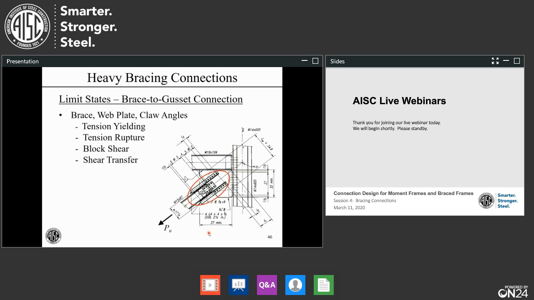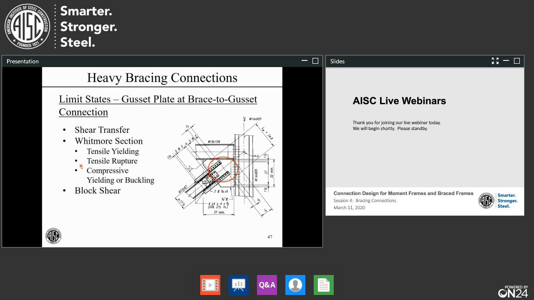Limit states, let's talk about those now that we talked about the force distribution. First, going to this connection here. This is the easy part, obviously. We have these basic elements. We get the brace, the web plates, and the claw angles. We just have these basic limit states there that we've seen before.